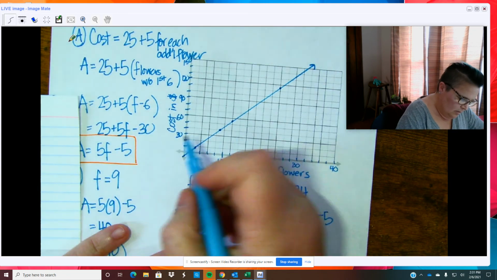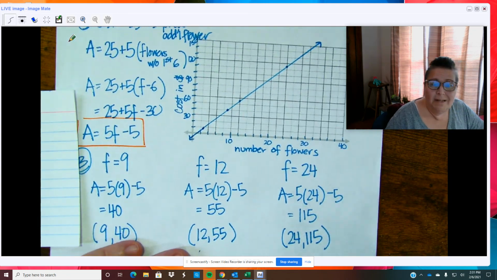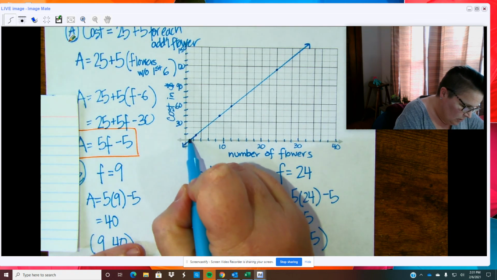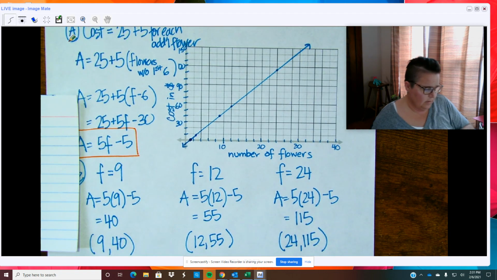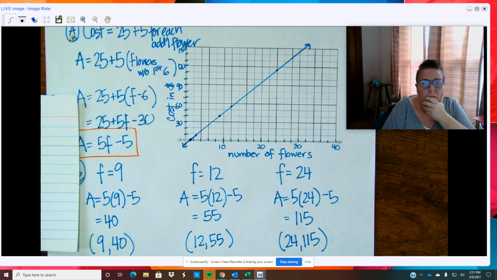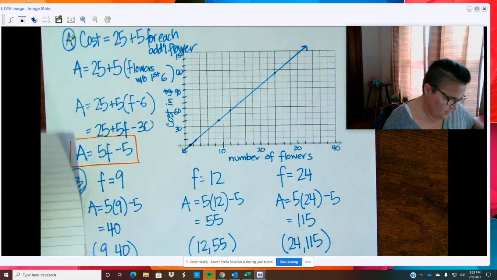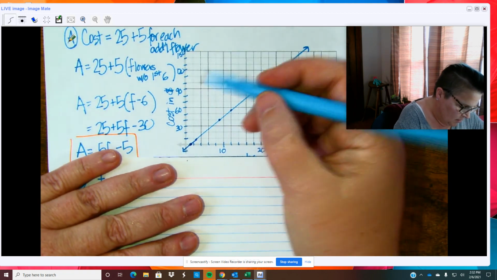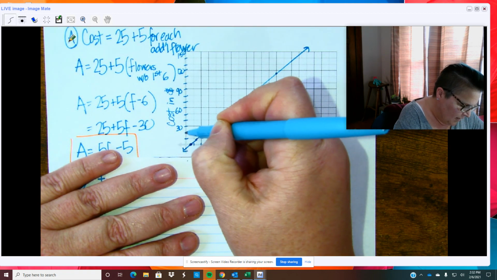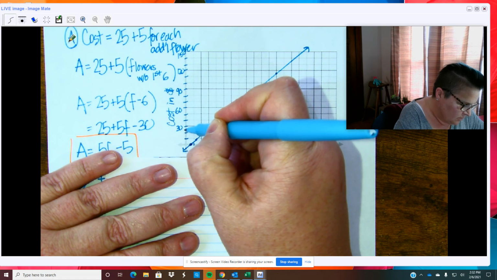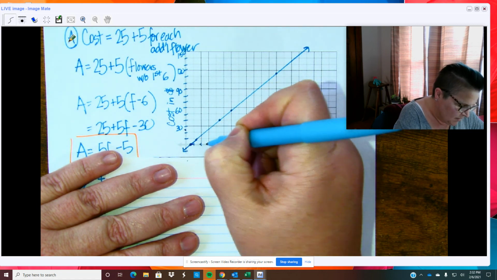Okay. What does it mean that this doesn't start at 0? What does it mean that it starts at essentially 1 flower? 1 flower is not $25. Oh, you know what? The first 5, this will look different. 1, 2, 3. The first 6 flowers. So 2, 4, 6.